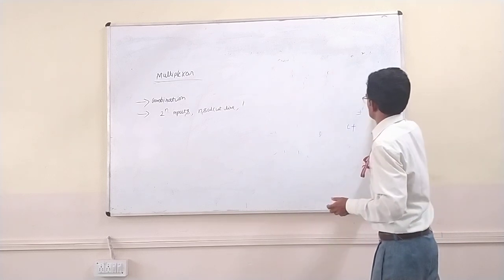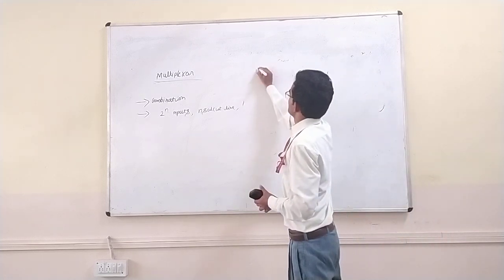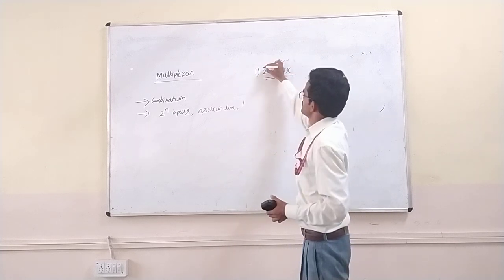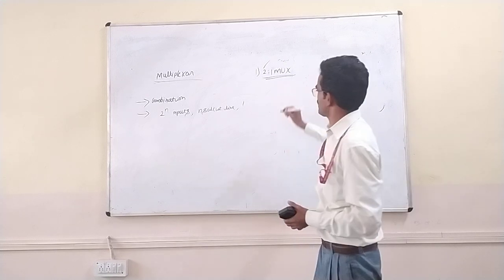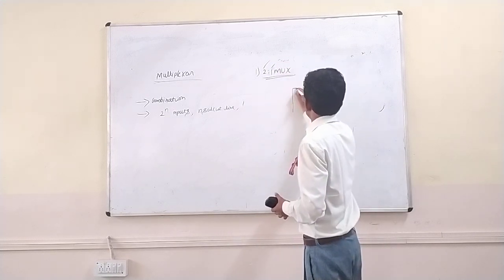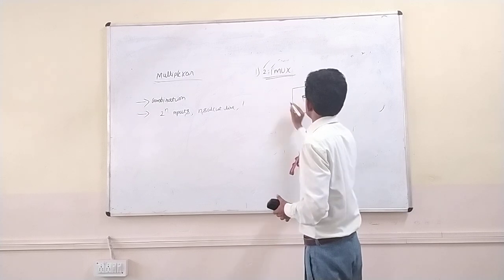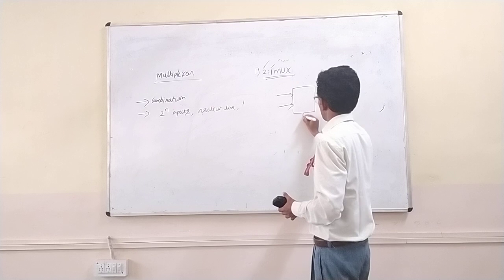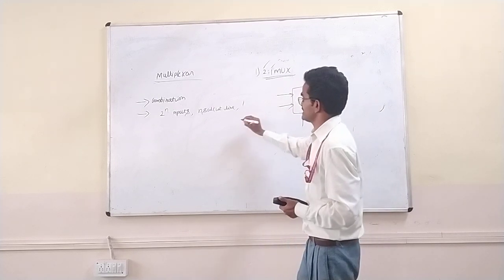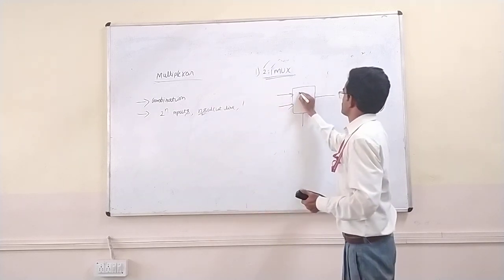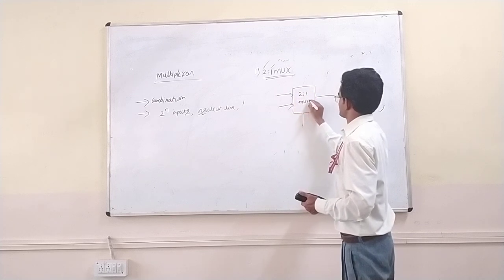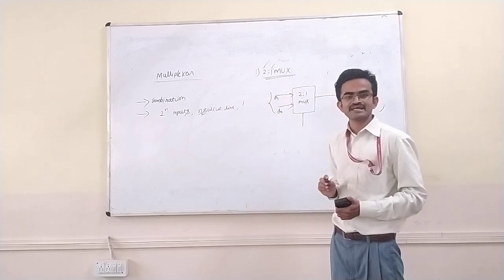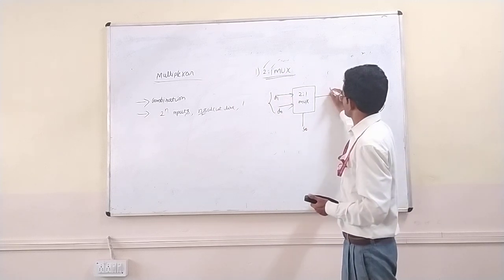First I consider a 2:1 multiplexer. See here, 2 inputs and one output. First write the block diagram for this. 2 inputs, 1 output and 1 select line here. N select lines, correct? Only one output. So consider a 2:1 multiplexer. I consider inputs D0 and D1, select line S0 and output Y.